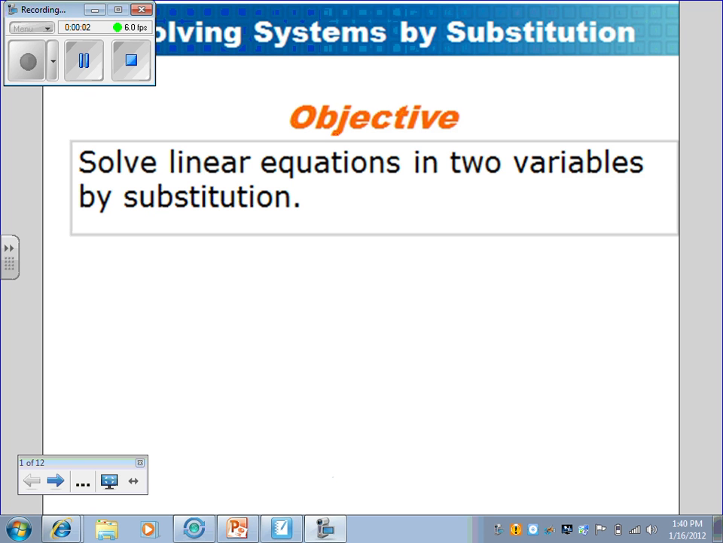Okay, so yesterday we talked about solving systems of equations by plugging in an ordered pair and determining whether or not that ordered pair was a solution to the system of equations. Today, we're going to solve linear equations in two variables by using substitution.